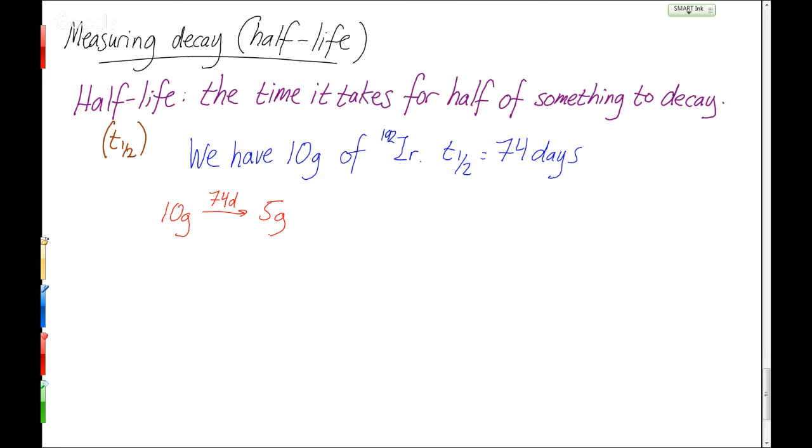Now, it doesn't mean that 5 grams simply vanished. It just means 5 grams turned into something else. They were iridium-192, but that decayed and now they're whatever, depending on the decay mechanism.